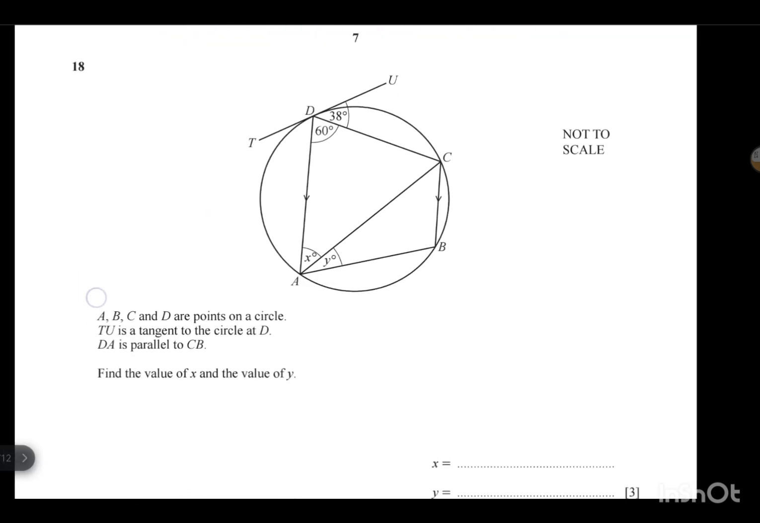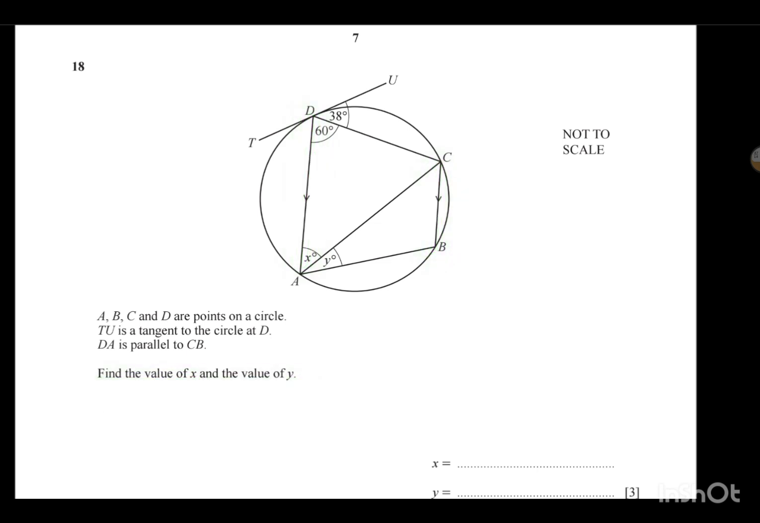Question number 18. A, B, C, D are points on a circle. TU is the tangent to the circle at D. DA is parallel to CB. Find the value of X and the value of Y.